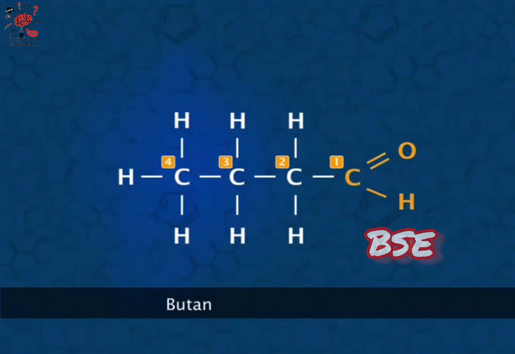Next, identify the functional group. In this case, it is an aldehyde. Take the first 2 letters, AL, from aldehyde and add as a suffix to butan. The IUPAC name of this compound is butanol.